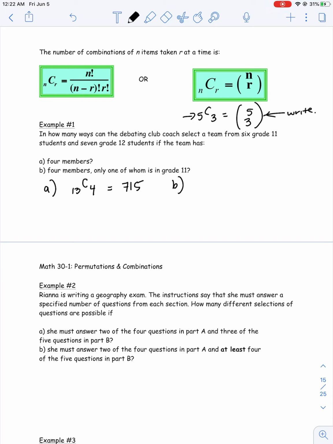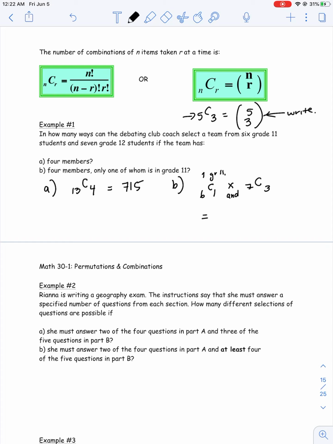For B, it says 4 members, only one of whom is in grade 11. So in this case, they want 1 grade 11 student. So that means from 6 grade 11 students, I'm only choosing 1. And then we're going to multiply because this means and. So the other 3 members of the team, meaning the other 3 spots of the team, have to come from the grade 12 students. So there's 7 of those to choose from.